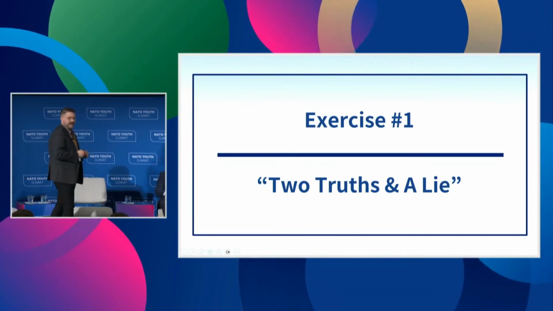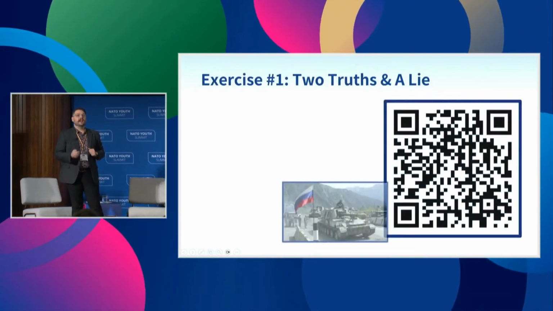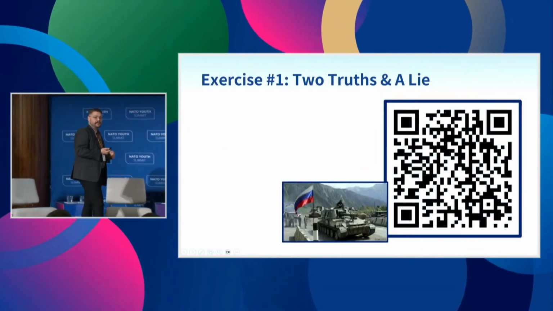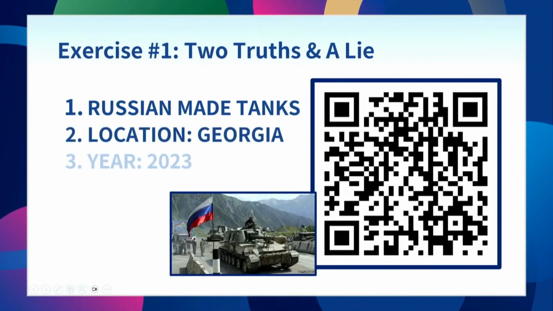So I'm a big believer in exercises, so I'm going to do one called Two Truths and a Lie. And here's the first QR code, so feel free to pull out your phone and scan that. Now, the three statements I'm going to make about this photo are that this is a Russian-made tank, that this photo was taken in Georgia, and it was taken in 2023.